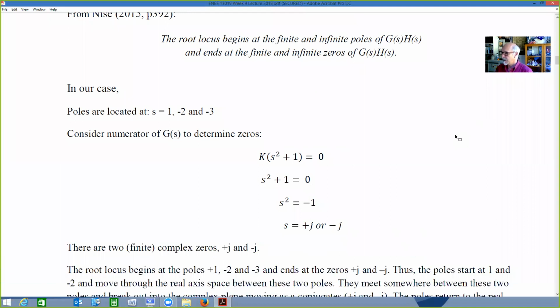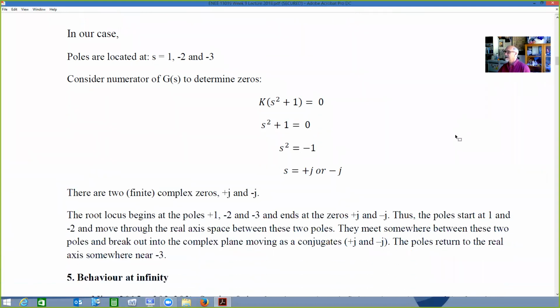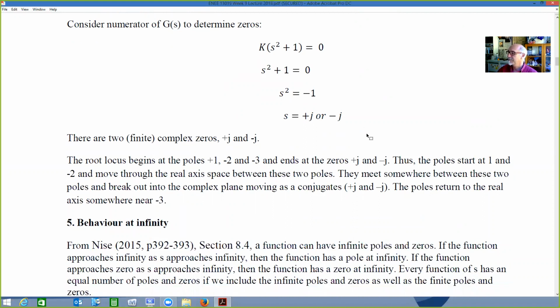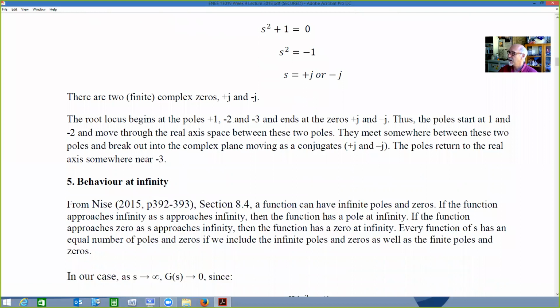Now consider the numerator, that's how we found the zeros. Equate that to 0, and as you can see, we end up with s equals positive j or negative j. So there are 2 finite, they're not infinite, 2 finite complex zeros, positive j and negative j. Now the root locus begins at the poles, positive 1, -2, and -3, and ends at the zeros, which we just calculated, positive j and negative j.